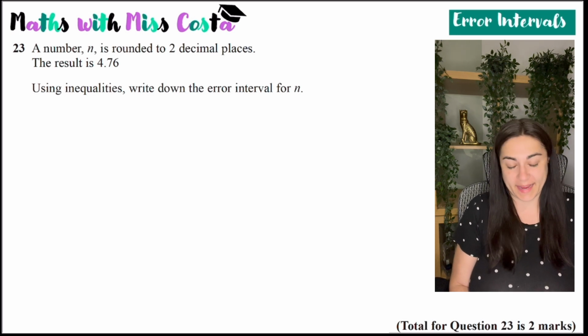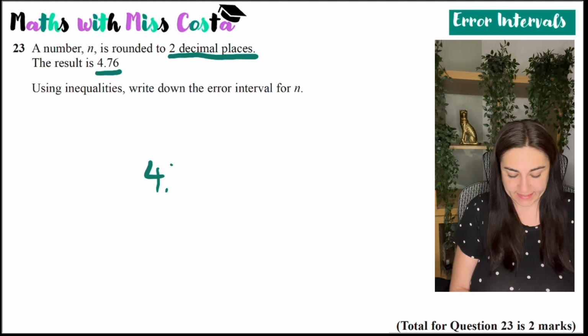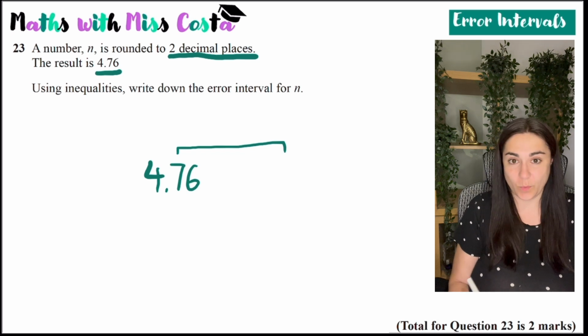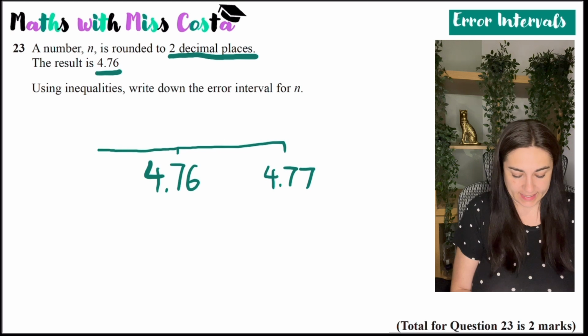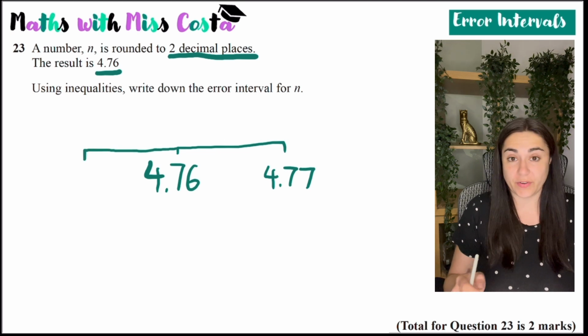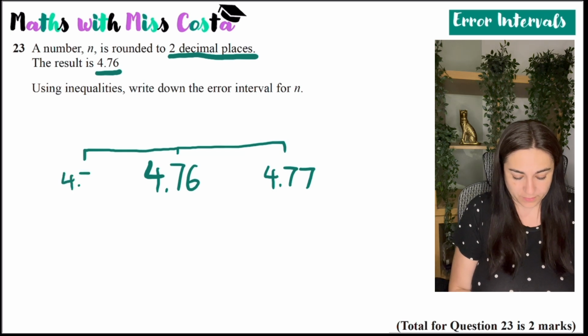Okay, so here I've got an error interval question. I'm told that a number n is rounded to 2 decimal places and the result is 4.76. So if I write 4.76 here, and I think to 2 decimal places, what could it round up to? That would be 4.77. And what could it have rounded up from? That would have been 4.75. And I want to find the midpoint.